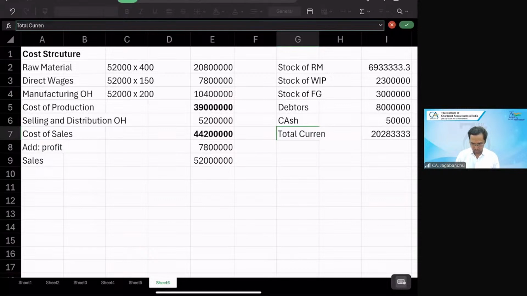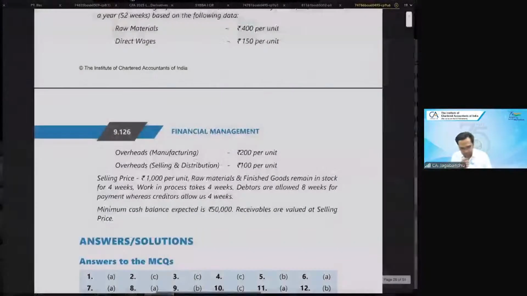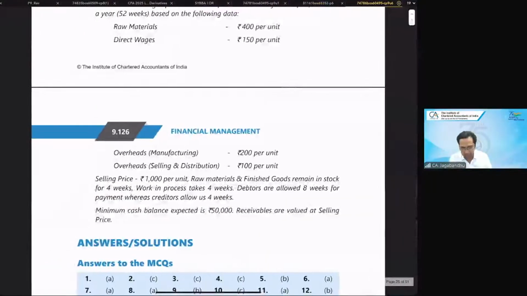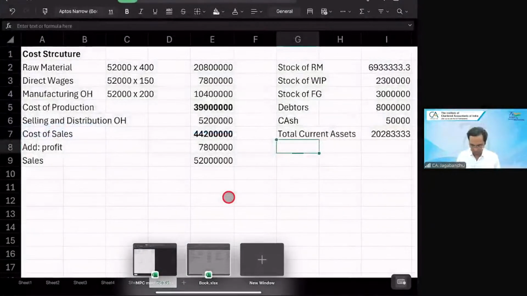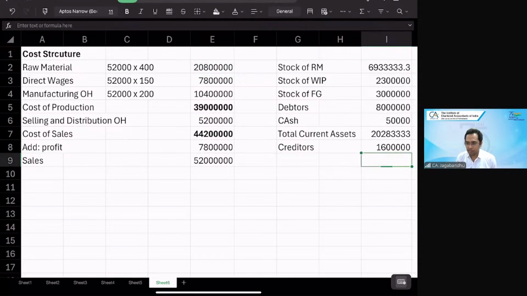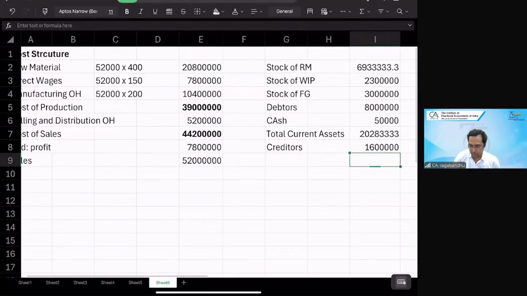total current assets. Total current assets. Then from that we have current liabilities to be subtracted. Creditors allow us 4 weeks. We'll have just the value of creditors. Creditors will be the material into 4 by 52, right?